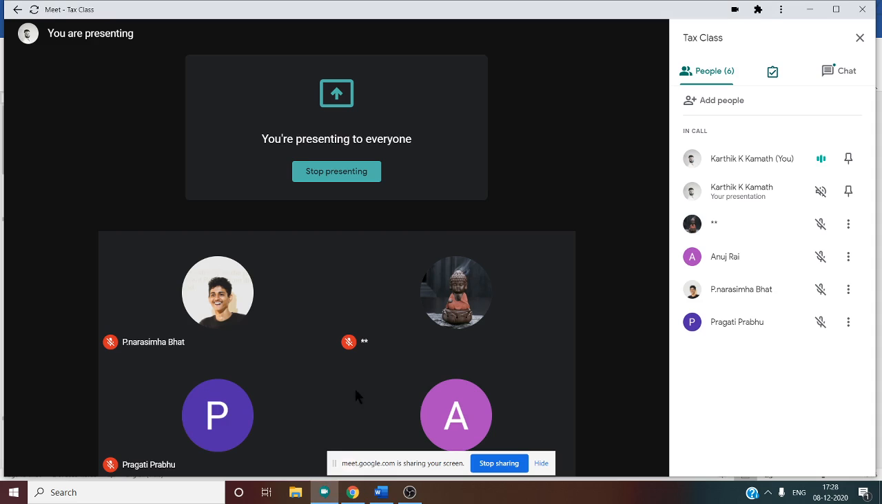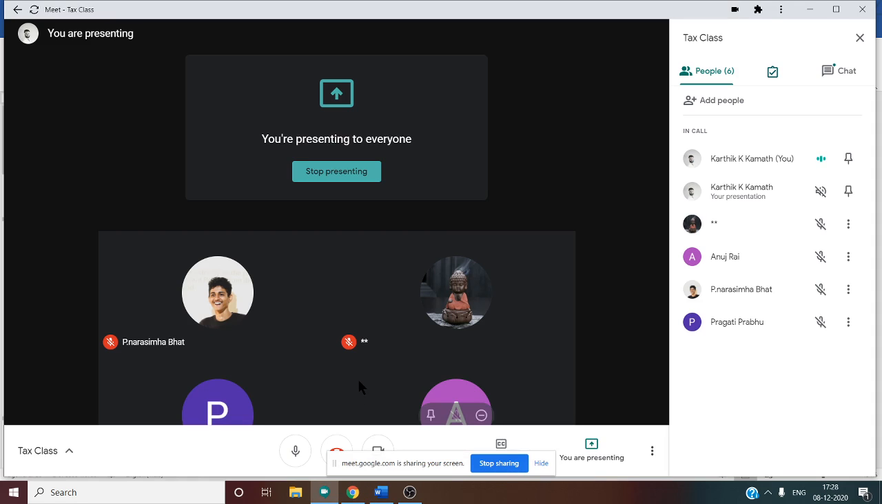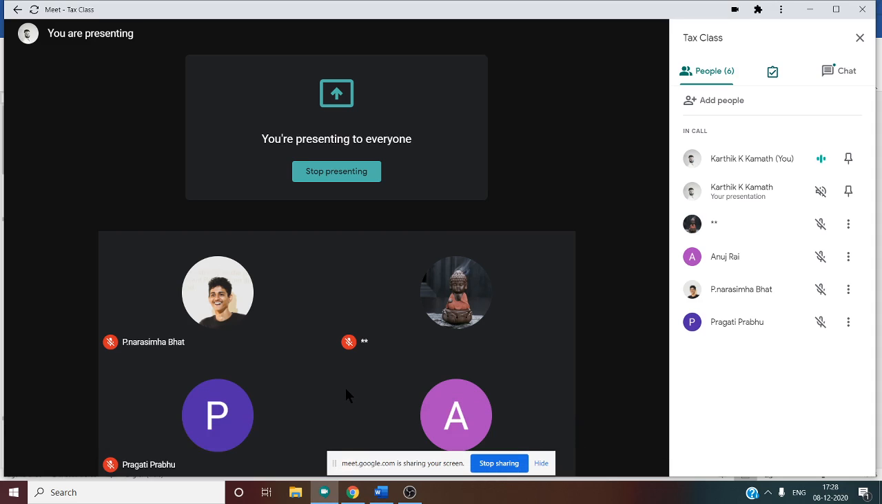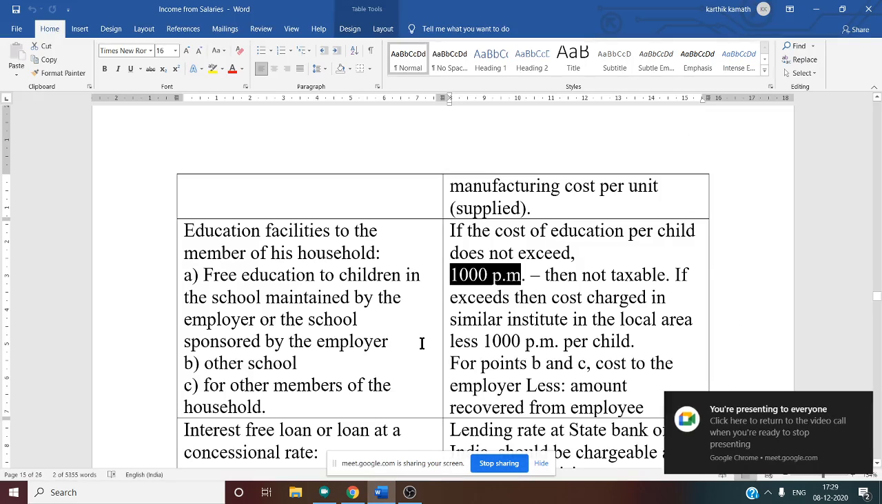Suppose cost of the education of one child is 1,500 per month, and that child goes to an institution which is owned or maintained by the employer. In that case, what you are going to do, that is 1,500 minus 1,000. Why? Up to 1,000 there is no tax. That is why minus 1,000, remaining is taxable. 500 per month is taxable in that case. See this, then it is not taxable.